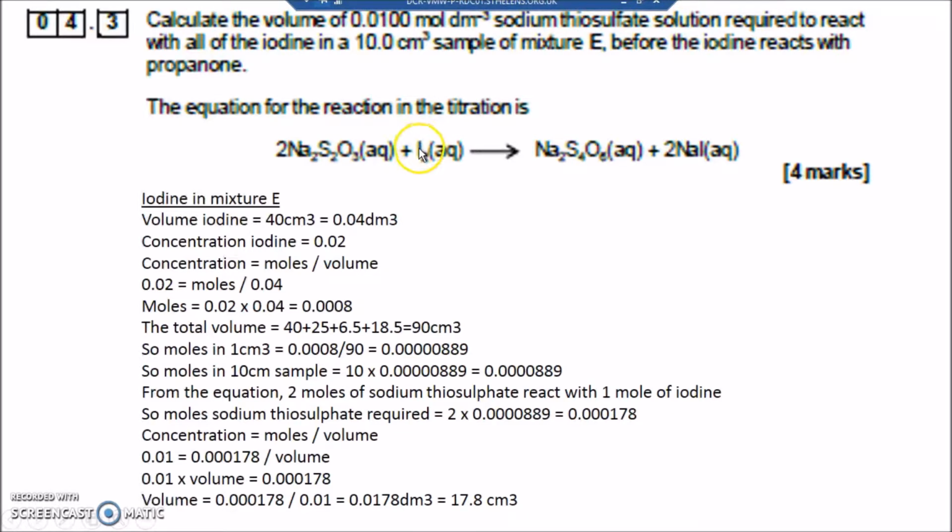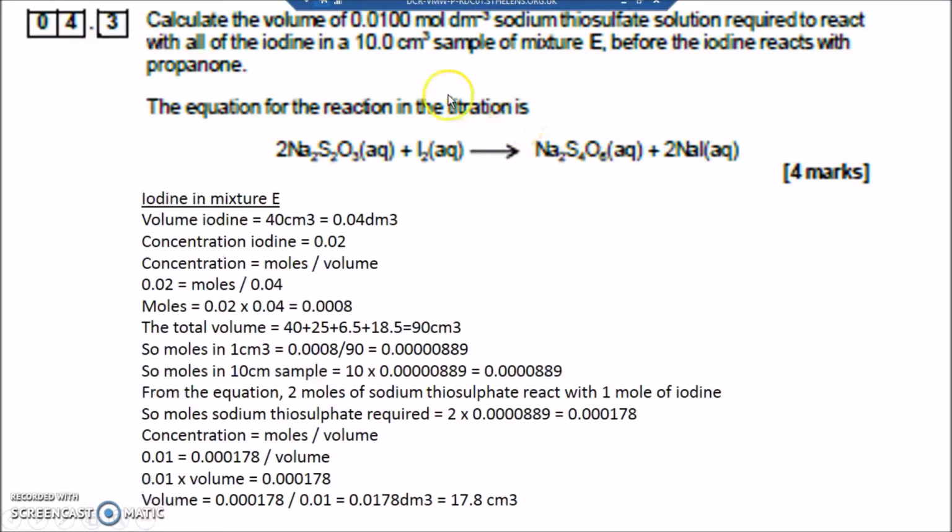From the equation then, 1 mole of iodine reacts with 2 moles of sodium thiosulfate. So 0.000889 moles of iodine in the 10 centimeter cube sample would react with twice the number of moles of sodium thiosulfate. So I'll multiply by 2, 0.00178 moles of sodium thiosulfate are going to react with the iodine. Concentration equals moles divided by volume, so I've got moles. The concentration of the sodium thiosulfate is 0.01. Moles of the sodium thiosulfate that I need is 0.00178 divided by volume. So the volume, once I rearrange that equation, equals 0.00178 divided by 0.01, which equals 0.0178 decimeter cubed.